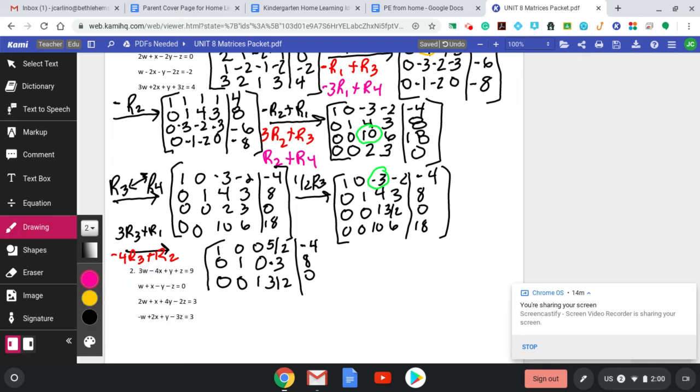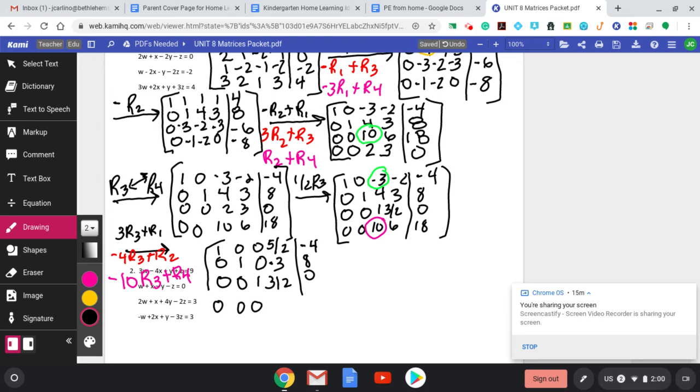Okay, row 4. I need to get that 10 spot out of there. So here we go. -10. Row 4: row 3 plus row 4, because I'm multiplying everything by row 3 in this one. Okay, here we go. We have 0, 0. Now we have 0 again.